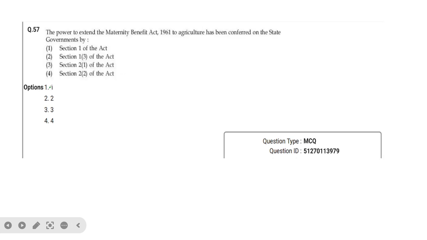Question number 57 is: the power to extend the Maternity Benefit Act 1961 to agriculture has been conferred on the state governments by. This act is also very important, although it's not mentioned in the syllabus, but questions repeatedly come from it.